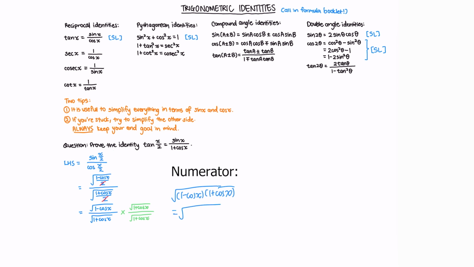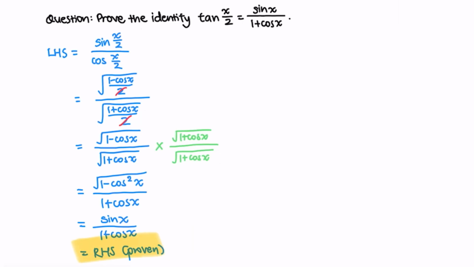So let's simplify that to 1 minus cosine square x. Now if we look at this, what we want to refer to is all the Pythagorean identities, all the ones with squares in them. And we see 1 minus cosine square x is just sine square x. So we see this as the square root of sine square x, and this is just simplified to sine x. And you see, this is the same as our numerator. And with that, I've proven this identity.